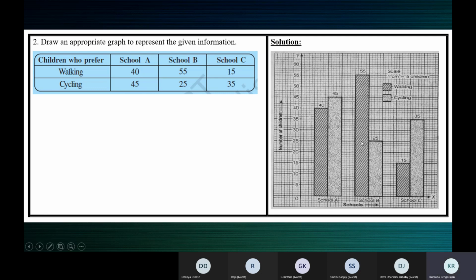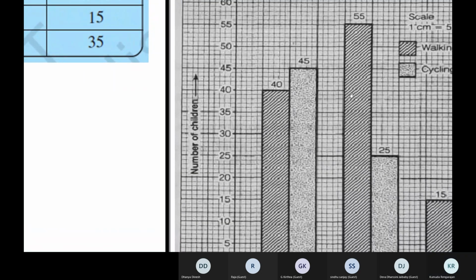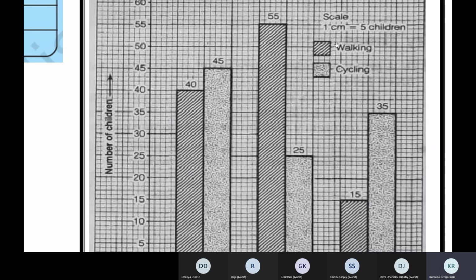The bars can be differentiated using colors. Or some lines like this, you can show grains on this one. If you don't shade, you can just show some dots, grains. Okay. So that should be mentioned. Rectangles with this one represents walking, and the rectangles which are grained like this represent cycling.